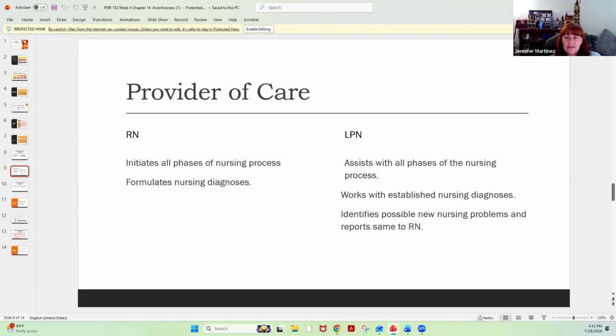Care providing, the nurse or the registered nurse can initiate all phases of the nursing process and make those nursing diagnoses, whereas the LPN assists with the phases of the nursing process. Like I said, the RN can work all 5 phases. The LPN will assist the RN in developing that plan of care. But LPNs are going to be spending a lot more time at the bedside with these clients, so they will identify new nursing problems and report those back to the RN.